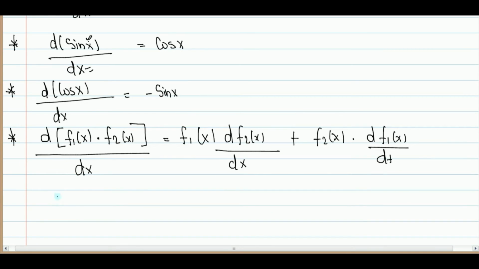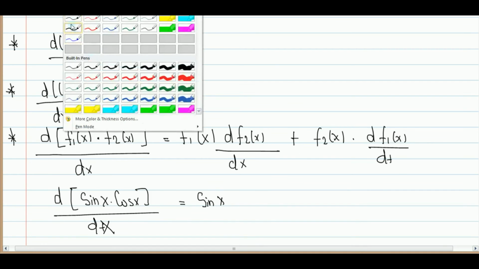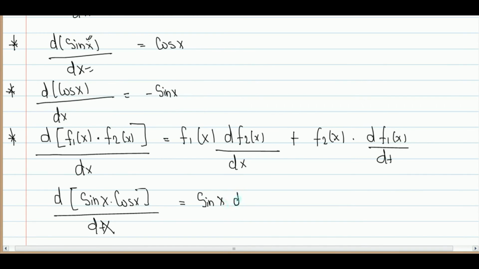Let me tell you an example of how you're going to do that. If I'm asking you the differentiation of sin x into cos x with respect to x, take sin x as constant and differentiate cos x, plus take cos x as constant and differentiate sin x.